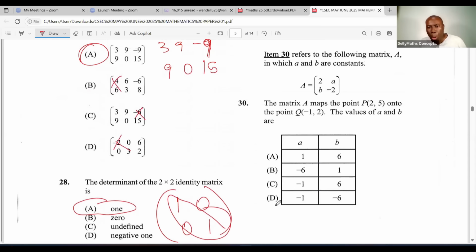Number 30. The following matrix, which we have A and B, they're constants, you're seeing them. The matrix A maps the point P onto Q, and this is a new question. The value of A and B is what? Whenever you're doing that, the matrix goes to the left. So the 2, A, B, negative 2 comes to the left. The point goes to the right here. You're going to operate on it to see what you get.